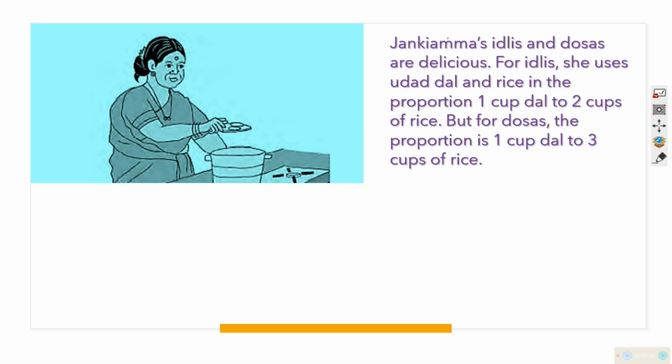Here is Janagi Amma. Janagi Amma's idlis and doshas are delicious. बहुत अच्छा idli dosha का बनाते हैं. For idlis she uses udad dal and rice in the proportion 1 cup dal, 2 cup rice. That is the proportion for her idlis.